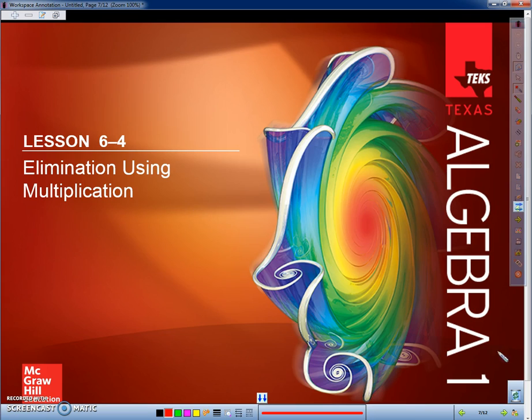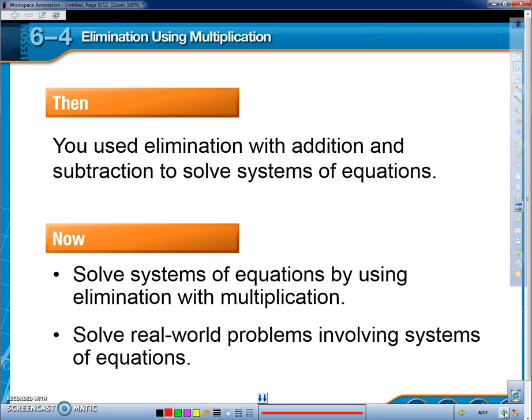Today we're eliminating using multiplication. All right, we did it yesterday. We're using addition and subtraction, so now it's multiplication. This is just what we're going to do: solve real-world problems, solve systems of equations by using elimination.